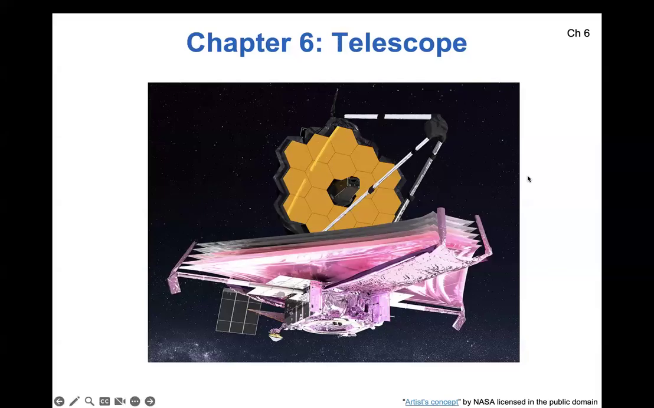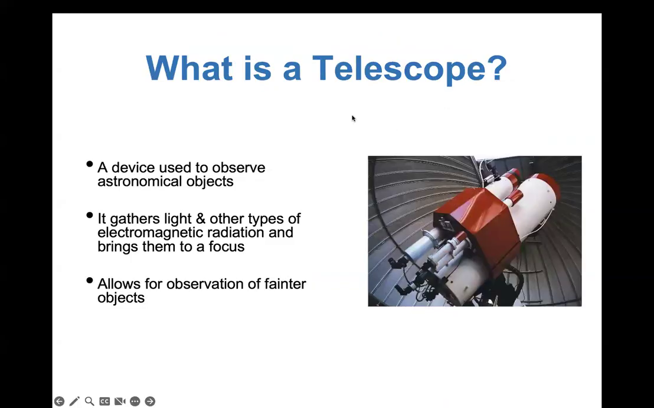Okay, so covering chapter 6 on telescopes. We're looking at an image of the James Webb Space Telescope to start things off. And we'll get to some more details about that famous telescope, but we're going to cover some basics first. And these are going to kind of start with some older fashioned telescopes to some degree.